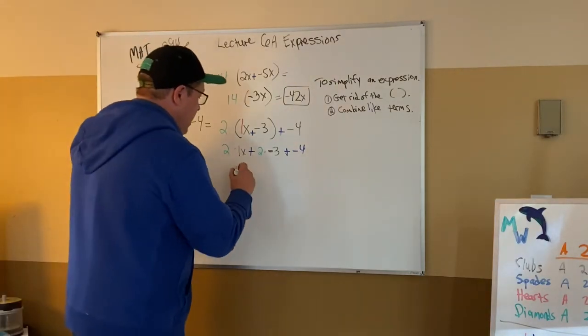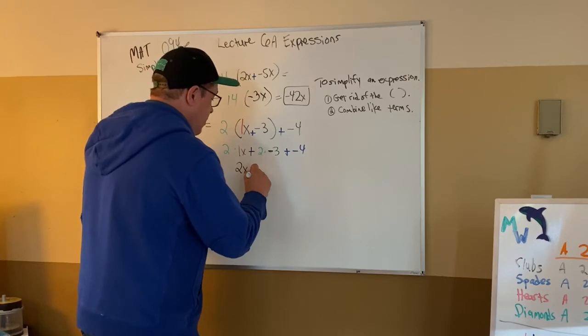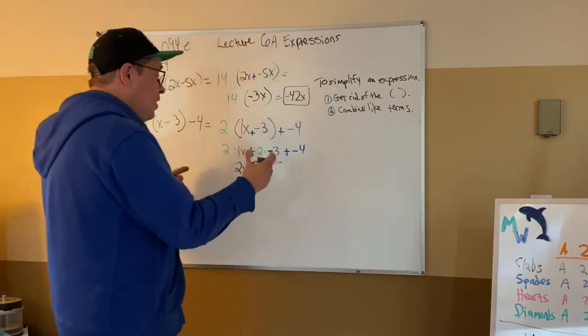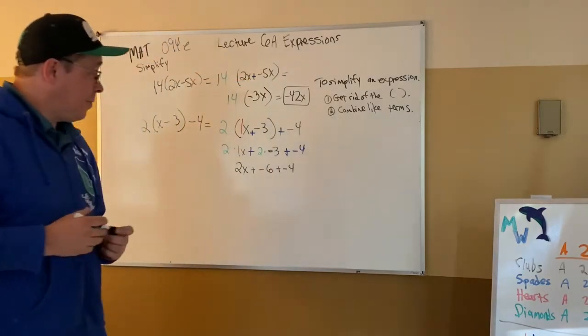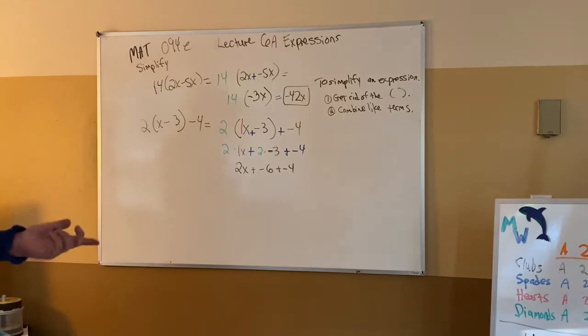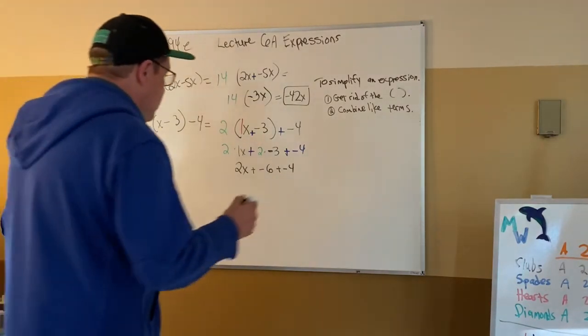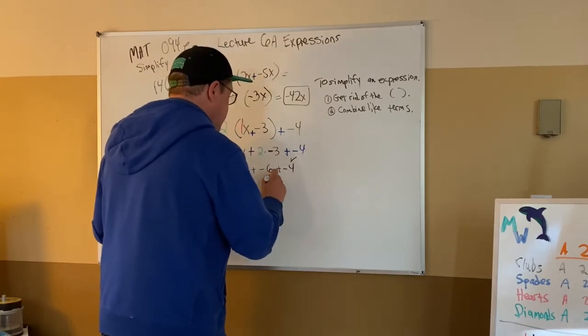2 times 1 with an x, 2x. Kept the label of x. 2 times 3 with a negative. Negative 6, no written label. Plus negative 4. So now some people might want to tell me that that is called 2x plus negative 6 plus negative 4. But if you have 2 like terms still there, you're not done. This is an x term, that's a number, that's a number. Check the negative 4, keep it in its column.